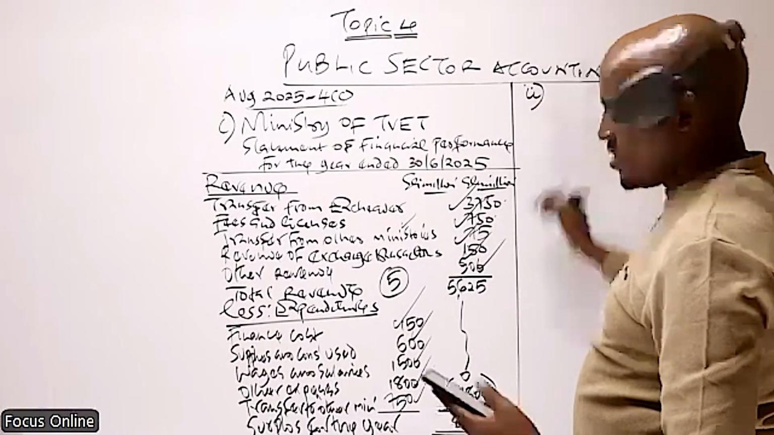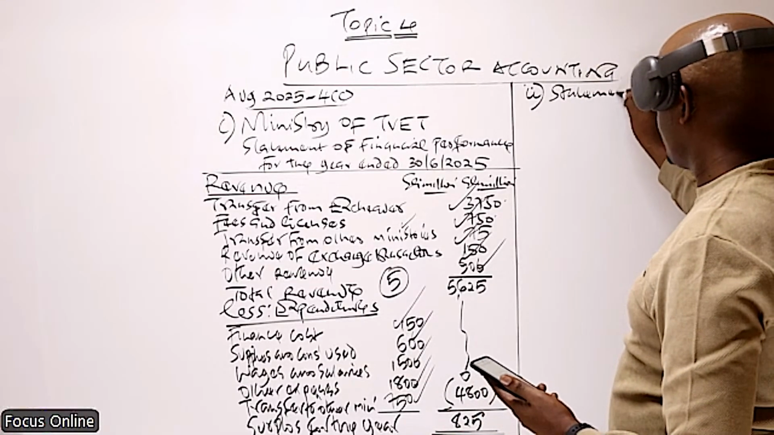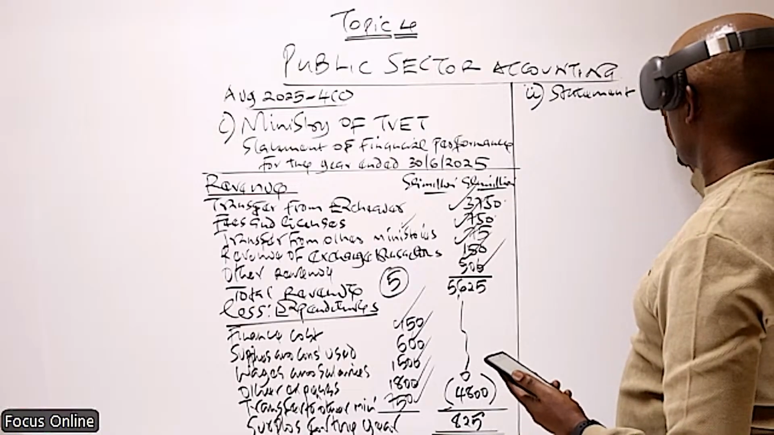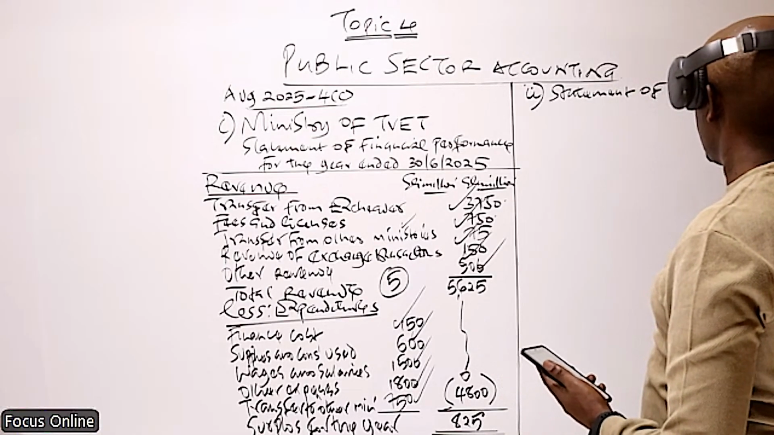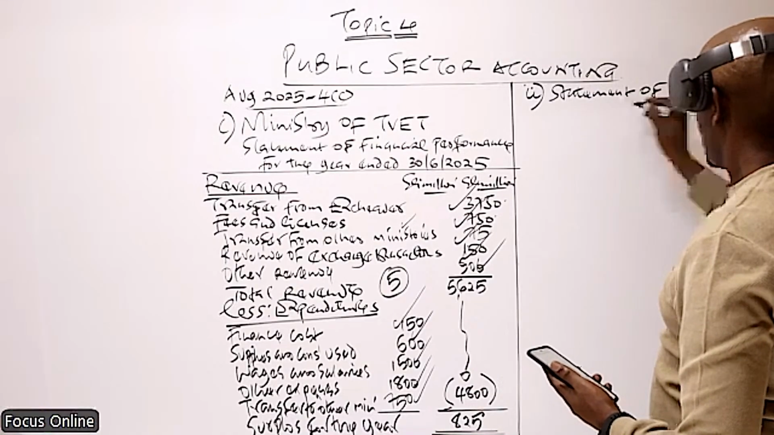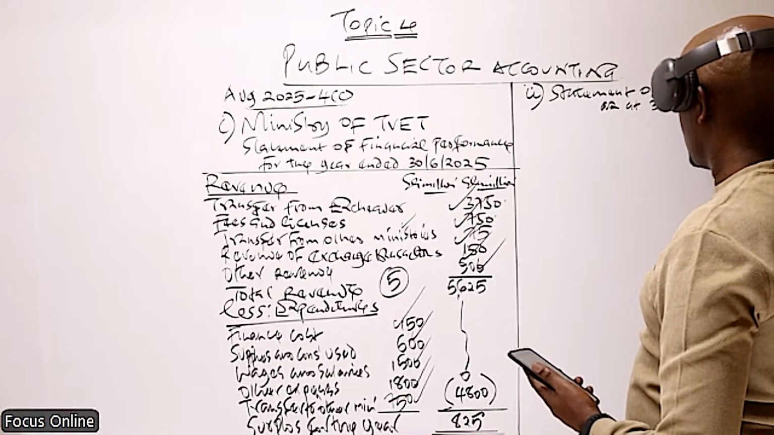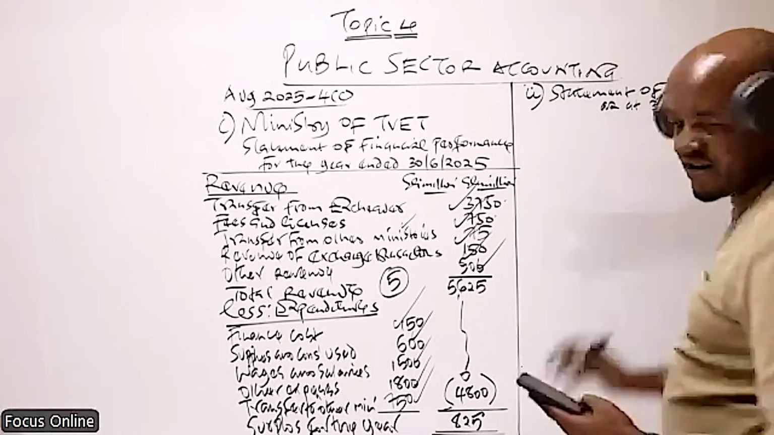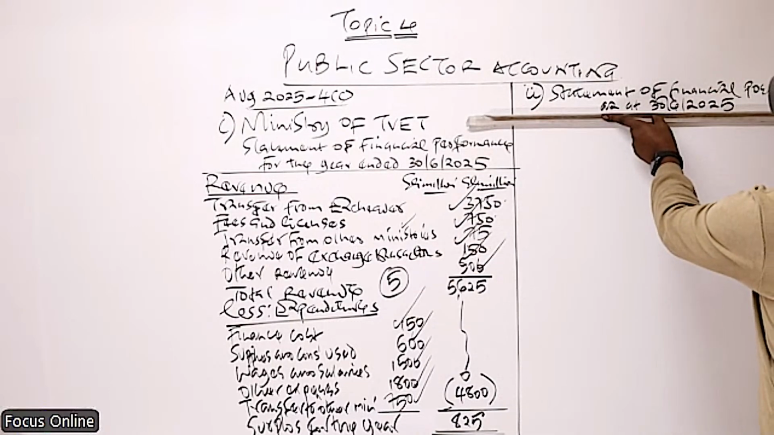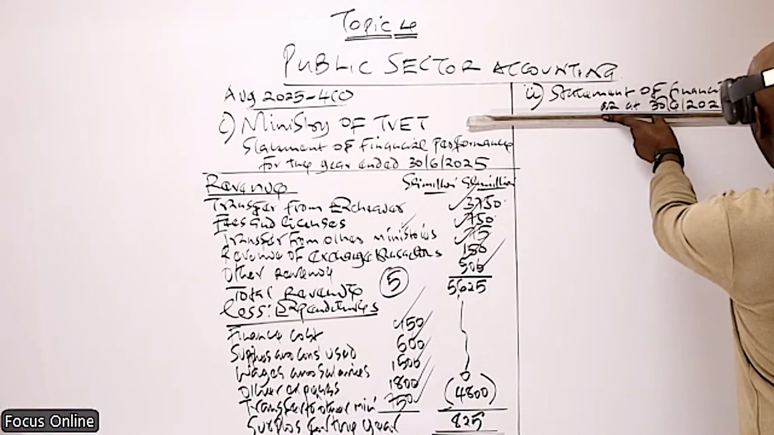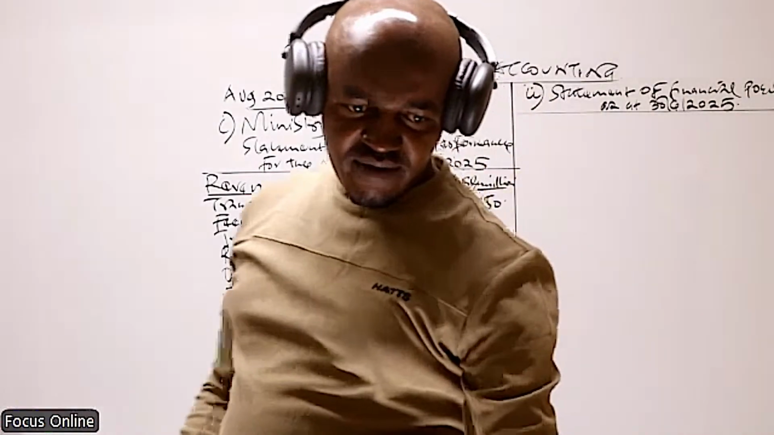Roman 2, the statement of financial position as at 30th of June 2025. Now, basically, I've said we prepare this one based on the accounting equation.